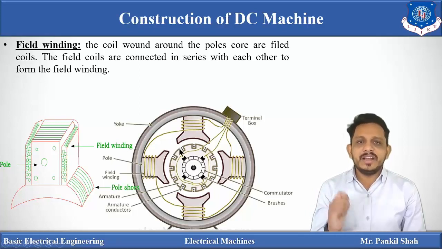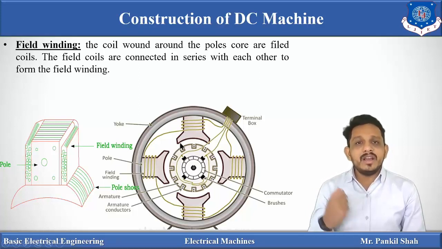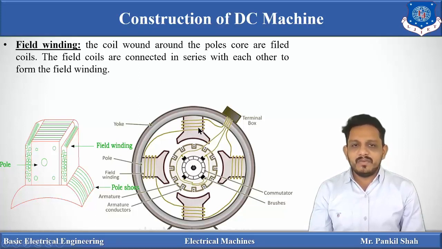Next is the field winding. So the coils wound around the pole core are field coils. Okay, so you can see here, these are field coils. So this is one field coil. Again, it is connected in series with the second coil. Again, it is connected in series with the third coil. Again, it is connected in series with the fourth coil. So basically, all the field coils are connected to each other, and it is known as the field winding. So the field coils are connected in series with each other to form a field winding.